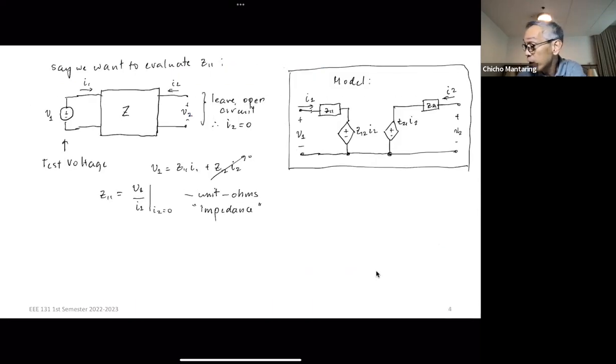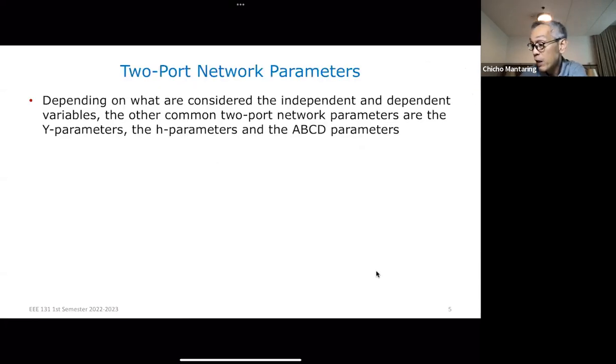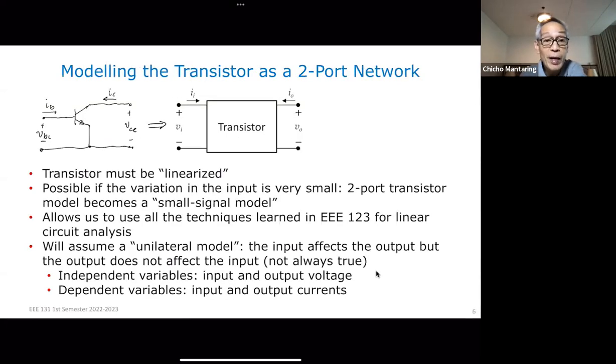Itong example na binigay ko earlier, this is not unilateral. This is not unilateral because what is happening here will affect my input. Kasi kung may I2 ako rito, kung magbago yung I2, which is part of my output, magbabago ito, no? This is J1 to I2, and therefore my input will be affected. So this is not unilateral. But for a transistor, we will assume a unilateral model.